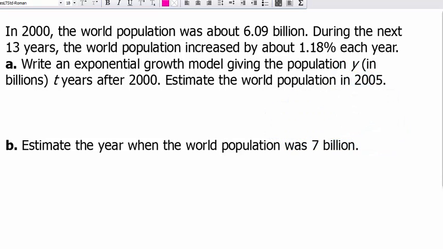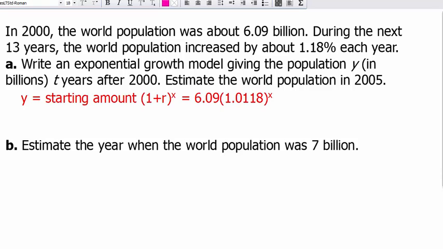So we want to start with an equation. And in that equation, I'm going to type it out so it's easier for you guys to see. We have the starting amount times our rate, which is going to be 1 plus a rate, not a percent, to the power x. So that ends up becoming 1.0118 to the power x.